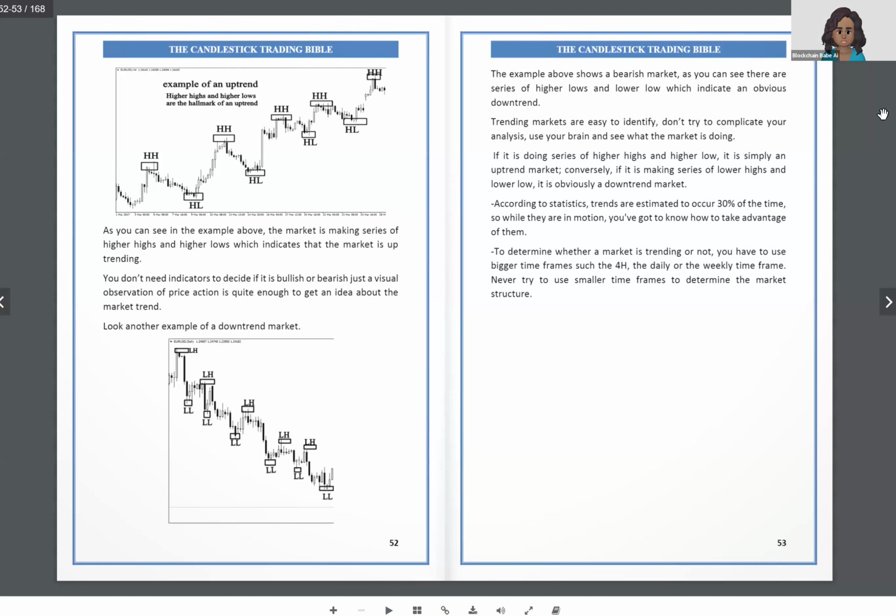To determine whether a market is trending or not, you have to use bigger time frames, such as the 4-hour, the daily, or the weekly time frame. Never try to use smaller time frames to determine the market structure, because in a smaller downtrend, let's say in a chart, it's an uptrending market. In a smaller time frame, it might be going down, but the higher time frame is confirmation of the trend.